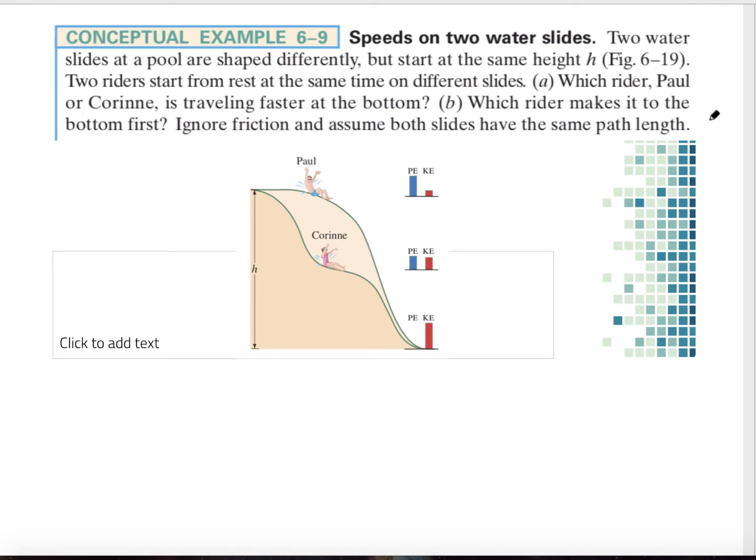For our third example problem, we have two different water slides that have different shapes. They start at the same height, they end at the same height. However, as we said, they have different shapes in between. So the question is, which rider, Paul or Corinne, is traveling faster at the bottom? So since they have the same heights, let's actually just start by stating conservation of energy real quick. So K1 plus UG1 plus UE1 plus work done by other forces is equal to K2 plus UG2 plus UE2.